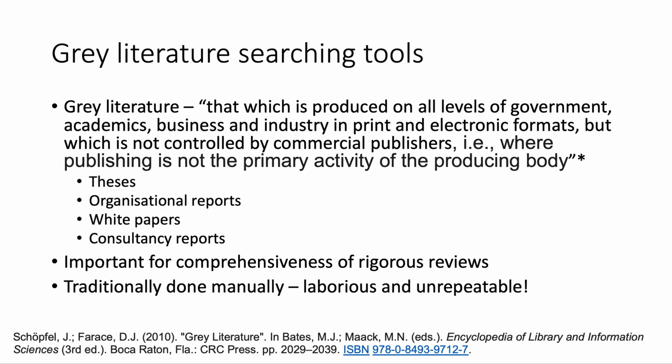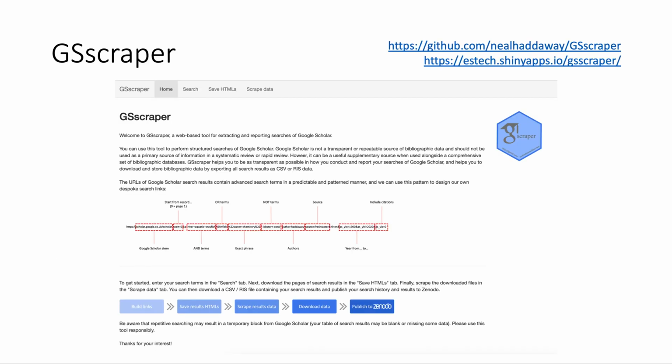And traditionally, greylit searching is done manually. So people go to Google or other websites and search manually and only record when they find something relevant. So then we don't know how they went about searching, perhaps. And even if they did report what they did, it's very difficult to then repeat it. So it's very laborious and largely unrepeatable. So I built a couple of tools to help.